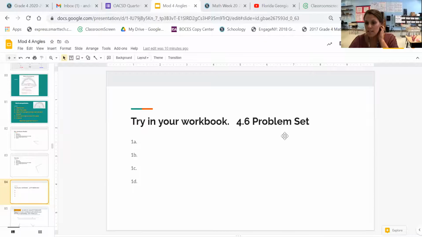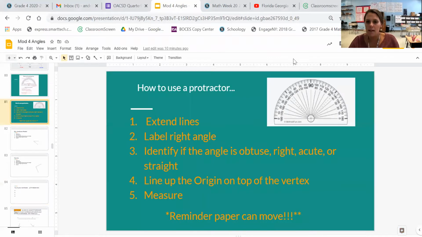So you're doing problem set 4.6. 1A, 1B, 1C, and 1D. Here are those problems. I'll give you a few minutes, pause your video, and then check back with Mrs. Andrews. All right, friends. I went through, you're going to see I drew all over my paper.